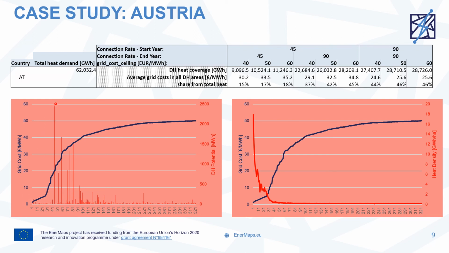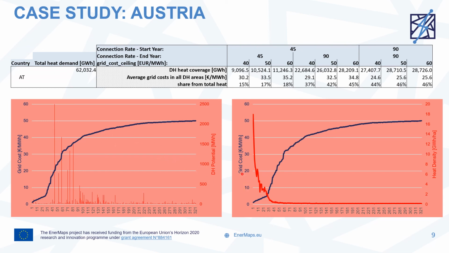We see that here in larger areas or areas with higher potentials, we have relatively higher grid costs compared to those smaller areas. But generally, we see that for certain smaller areas, we are reaching our cost threshold of 50 euro per megawatt hour, as it was related to one of our scenarios.